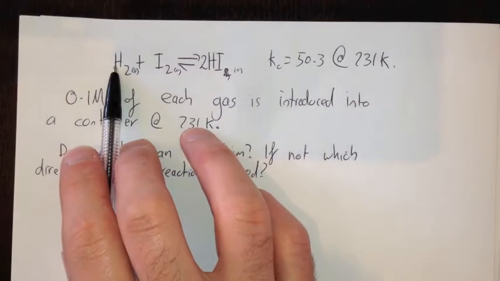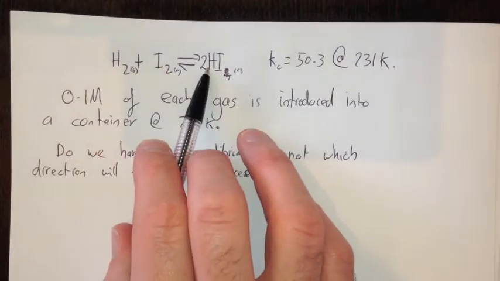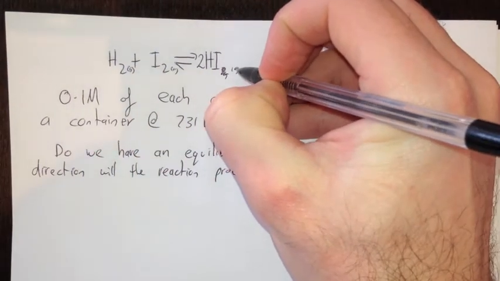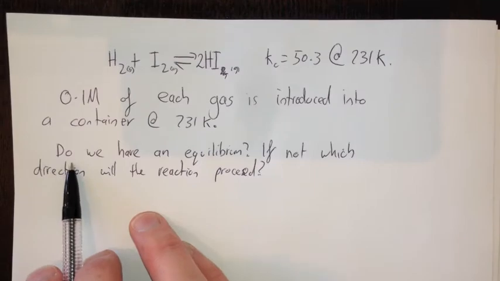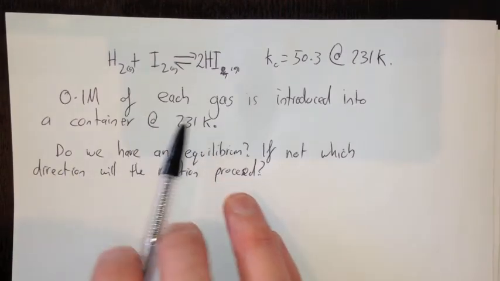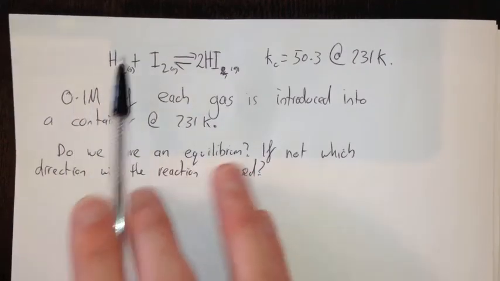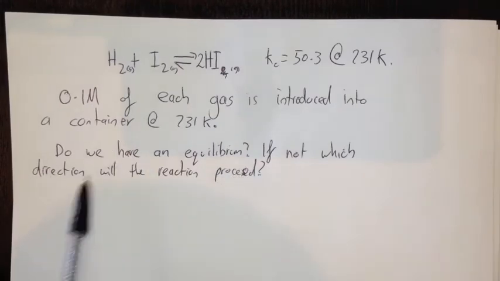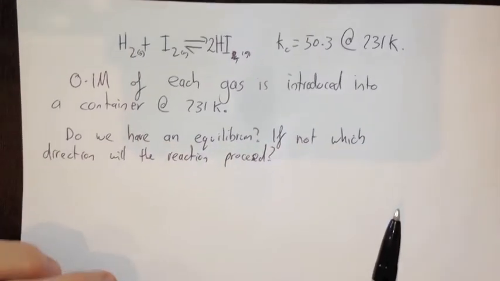Each gas means this one, hydrogen, iodine, and hydrogen iodide. Just make sure that's easy to see as a gas there as well. Question is, do we have an equilibrium? So is this system in equilibrium with 0.1 molar of each of these gases? And if not, which direction will the reaction proceed? Which one will be favoured?